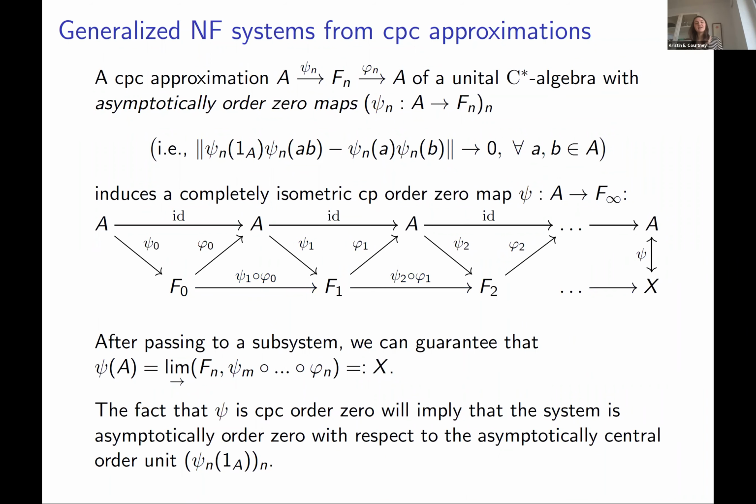And the fact that psi is CPC order 0 will imply that the system is asymptotically order 0 with respect to this asymptotically central order unit. In other words, we will have a generalized NF system. Oh yes, and actually, just to make sure, unless it wasn't clear, the image of the unit will be the central order unit for X, as it should be.